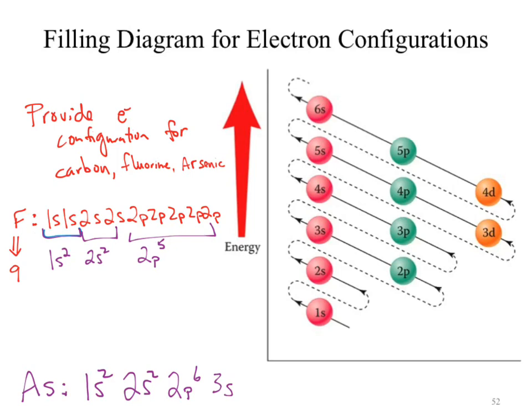I moved to the next one, I've added an extra electron. Am I in a different energy level? Nope, still the second energy level. Am I in a different orbital? I'm still in the s block. No. So it becomes 2s2. What happens when I add another electron?